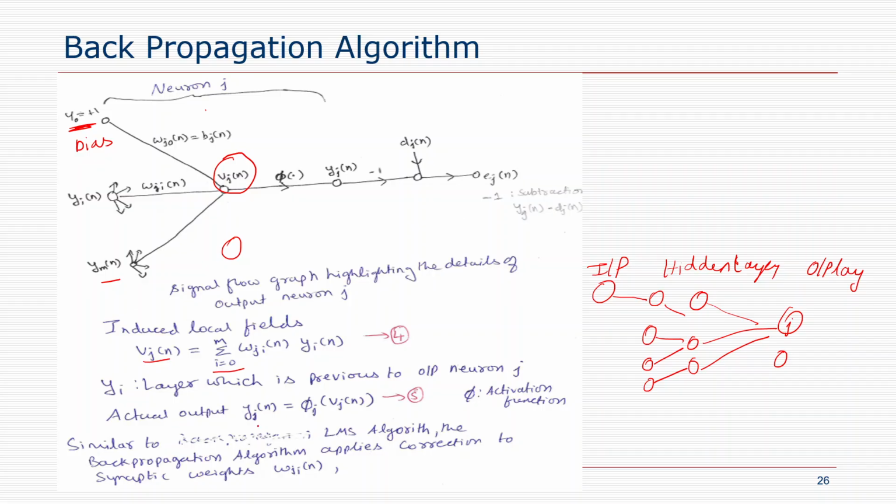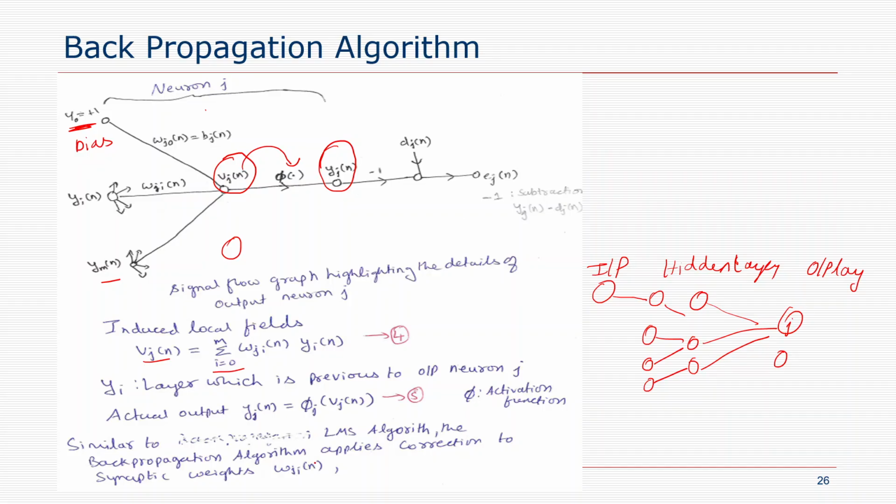Therefore, the actual output yj of n is phi j of vj. Because in the diagram you can see here, we have yj, which is coming from the activation function. For the activation function, the input is vj of n. That is similar to the LMS algorithm.